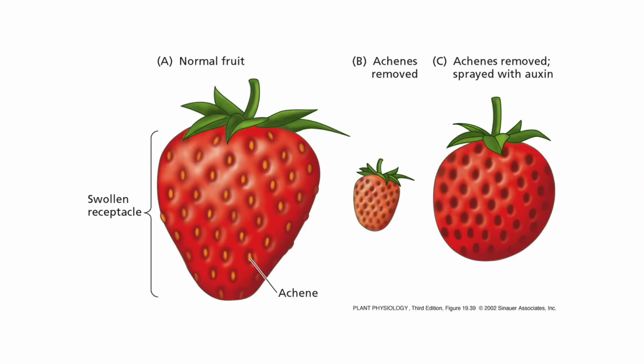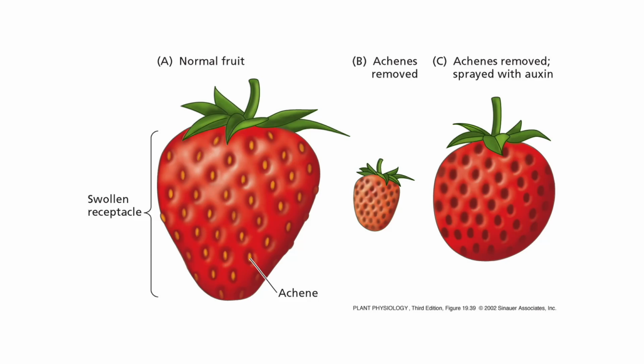Auxin is also involved in fruit development. The strawberry fruit is actually a swollen receptacle whose growth is regulated by auxin produced by the seeds, which are actually achenes, the true fruits. Receptacles are technically the fleshy base of a flower. The achenes are very small fruits with one seed inside.